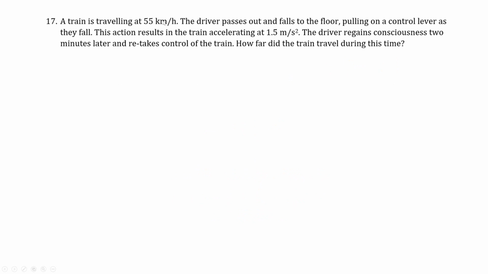Train travelling at 55 kilometers an hour. Driver passes out and falls to the floor. He or she pulled a control lever. The train began accelerating at 1.5 meters a second squared. That happened for 2 minutes. And how far did the train travel in those 2 minutes? So we've got a distance, we've got an initial velocity, we've got an acceleration, we've got a time.